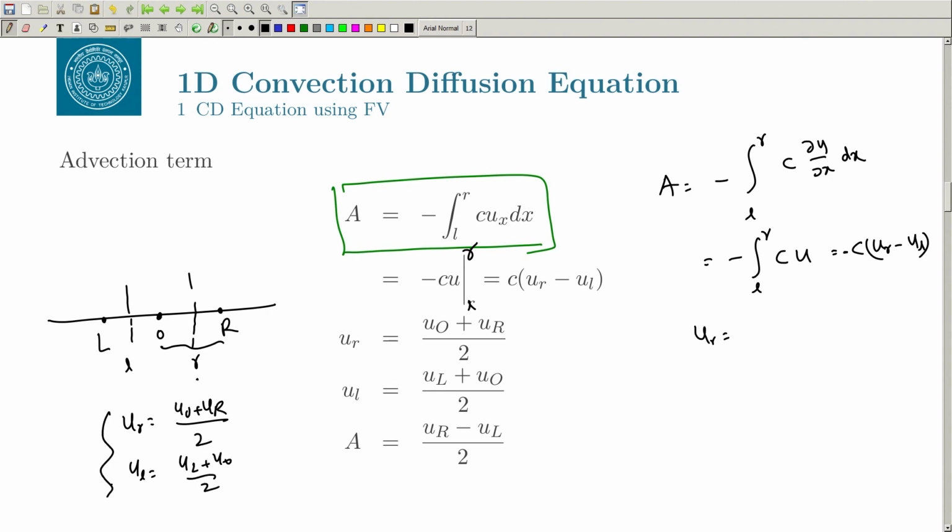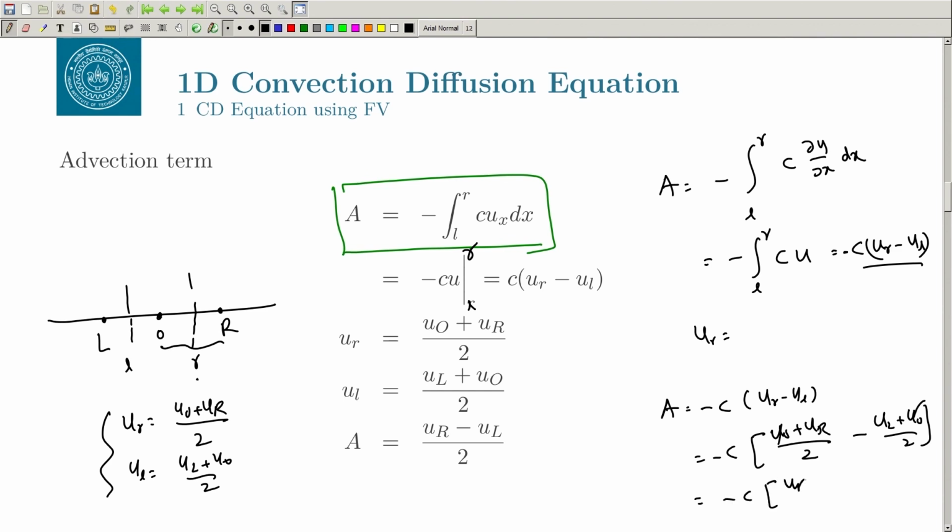Substitute these values here, okay, and then you will find A will be minus C u r minus u l, then minus C u r is nothing but u 0 plus u r by 2 minus u l is u l plus u 0 by 2 or u o by 2. This will get cancelled out. This will become minus C u r minus u l by 2, right. So, we got the advection term.